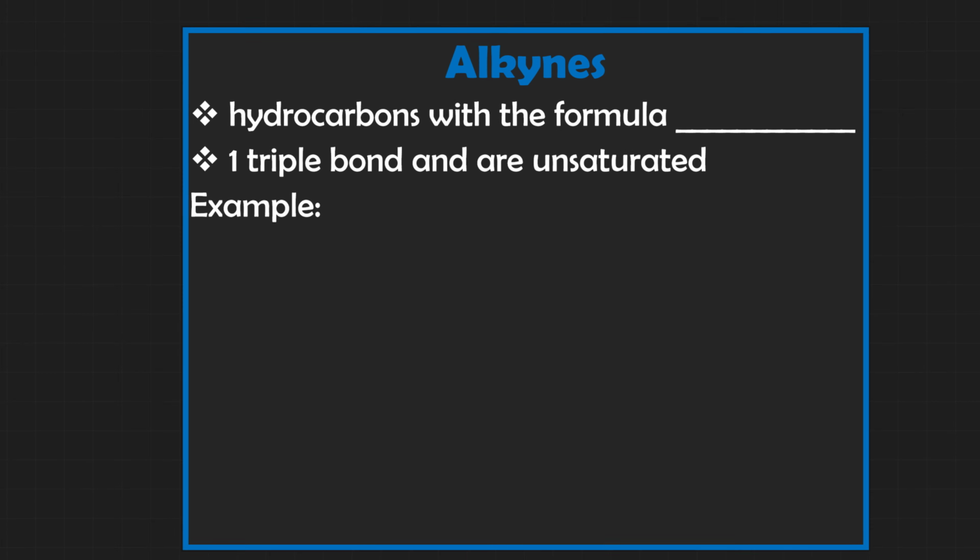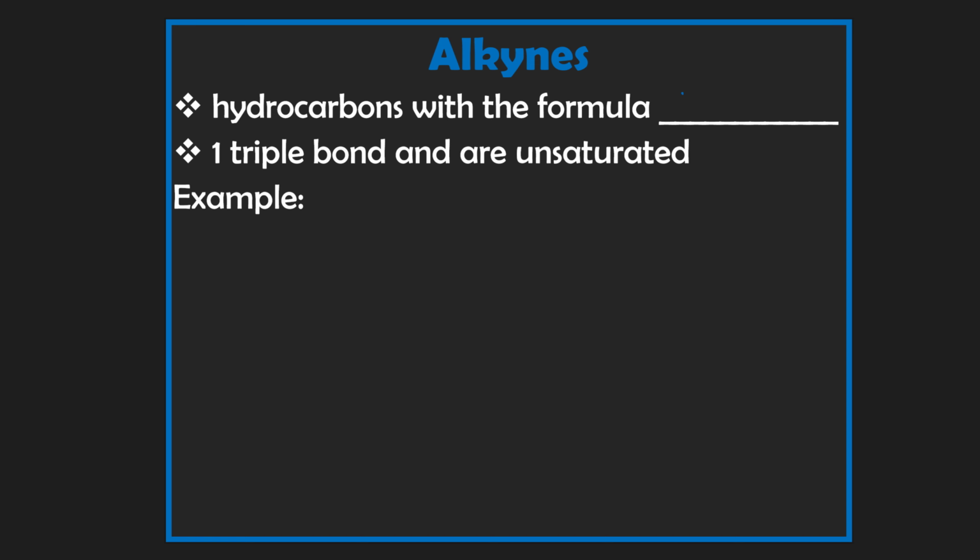Alkynes are hydrocarbons with the formula CnH2n-2. Alkynes have 1 triple bond, and they are unsaturated organic compounds. Let's take a look at an example of this.